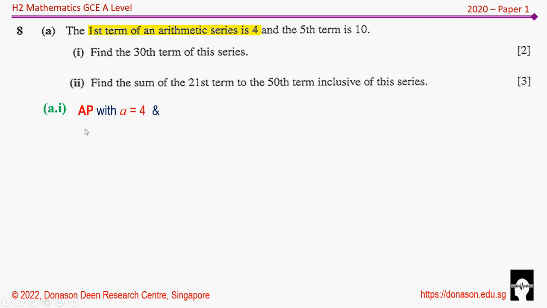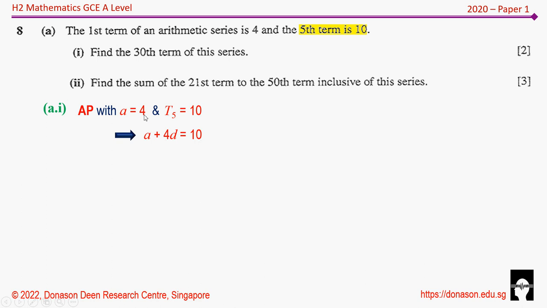Arithmetic progression with the first term. First term, of course, we denote it with the letter A. So A equals 4, and we are told that the fifth term is 10. That means T5 is 10. Now, what would be the T5 in terms of A and the common difference? So T5 would be A plus 4D, because n minus 1 D, so 5 minus 1 is 4. So A plus 4 times D is equal to 10.